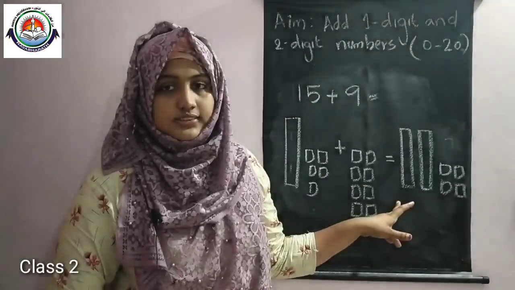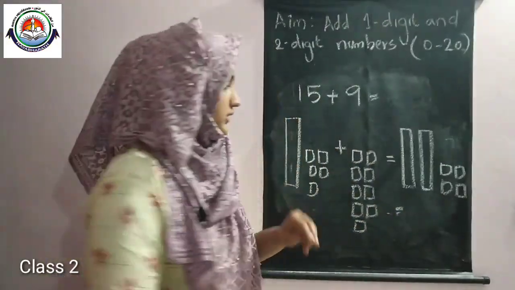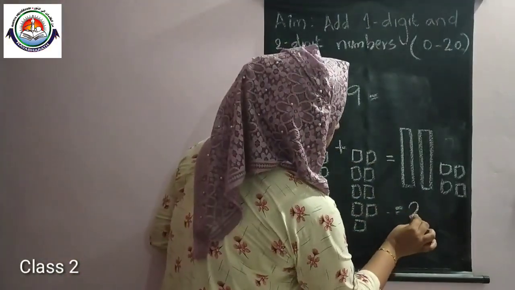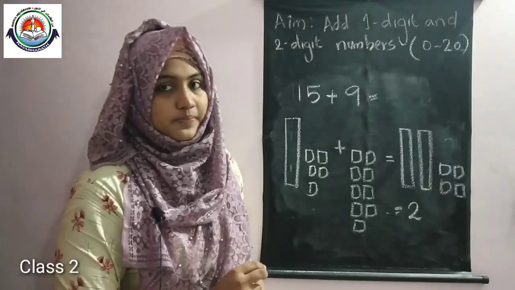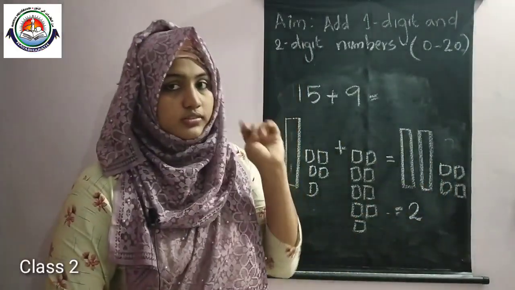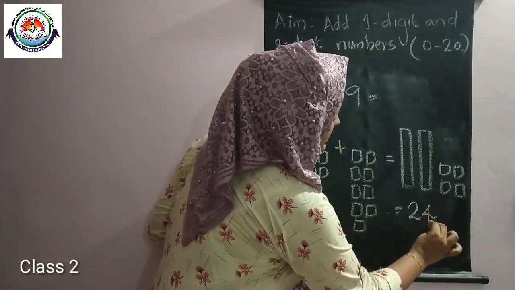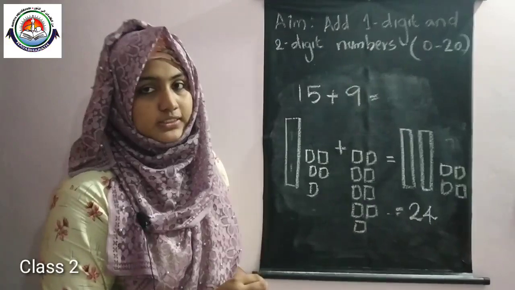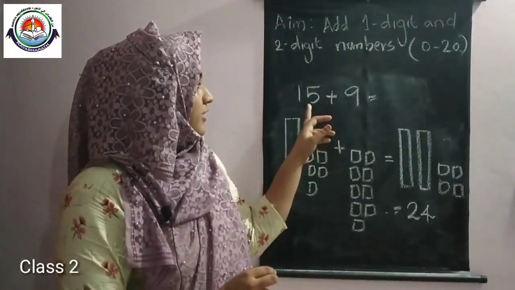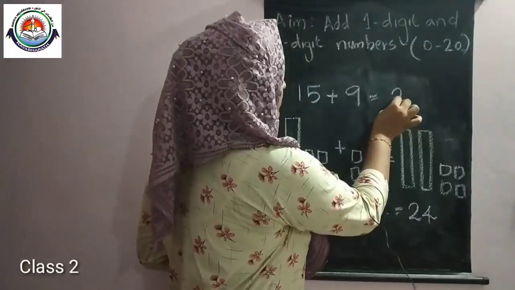Which number is this? Here 1, 2, 2 tens blocks. So 2 in tens place. Then 1, 2, 3, 4, 4 ones blocks. So we can write 4 in ones place. So we got 15 plus 9 is 24.